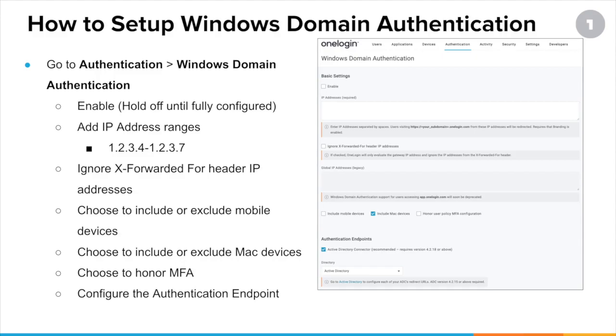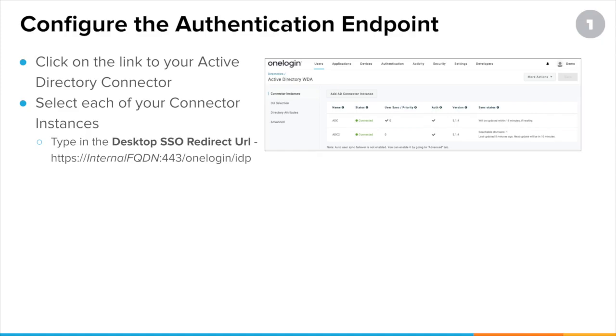Once you do that, you want to save the changes here, and then you can either click on where it says Go to Active Directory, way down there at the bottom. That's actually a hyperlink. That will take you over to your Active Directory connector configuration page, or you can simply navigate to Users, Directories, and click on your Active Directory connector. So here we are either way.